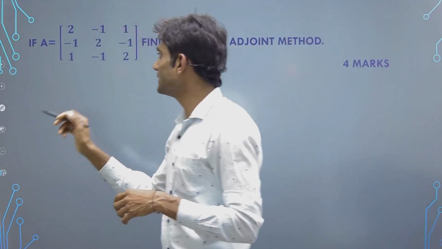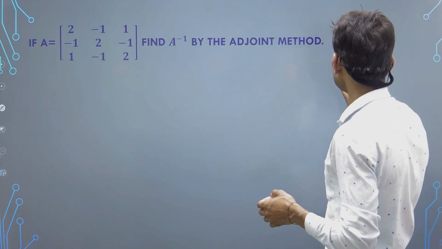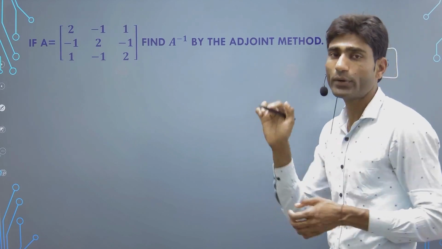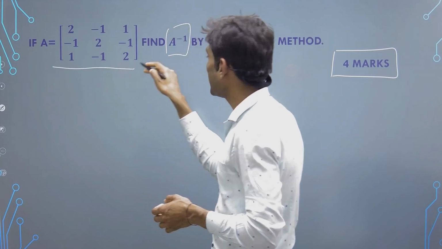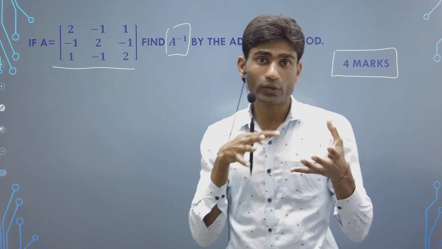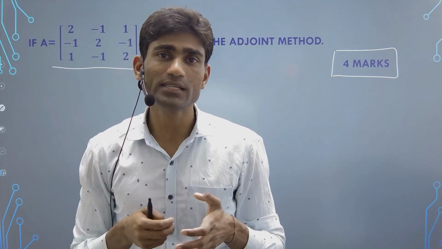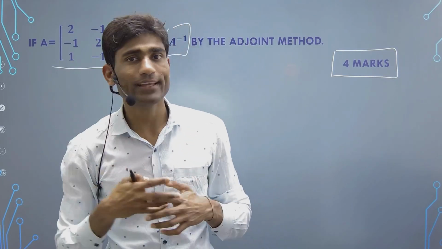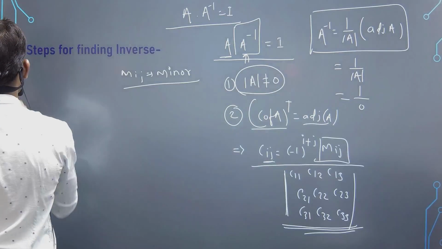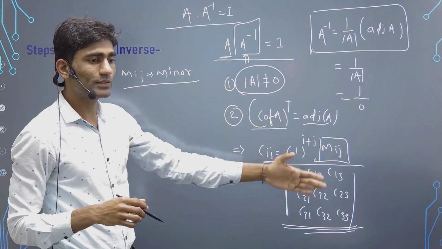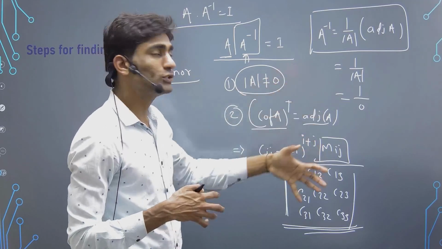Our next part has some examples. These examples come for 4 marks in the board exam. We have to find the inverse of a matrix using the adjoint and cofactor method. Once you understand the process, it is much easier to find the inverses. You have to apply all the previous steps.